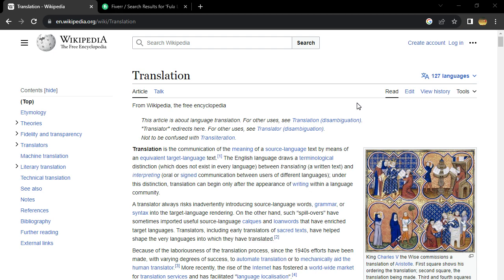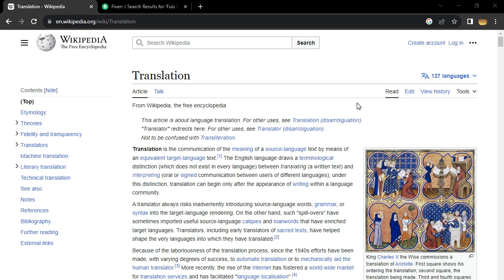On Wikipedia: Translation is the communication of the meaning of a source language text by means of an equivalent target language text. The English language draws a terminological distinction, which does not exist in every language, between translating a written text and interpreting oral or signed communication between users of different languages. Under this distinction, translation can begin only after the appearance of writing within a language community. A translator always works under the risk of inadvertently introducing source language words, grammar, or syntax into the target language.